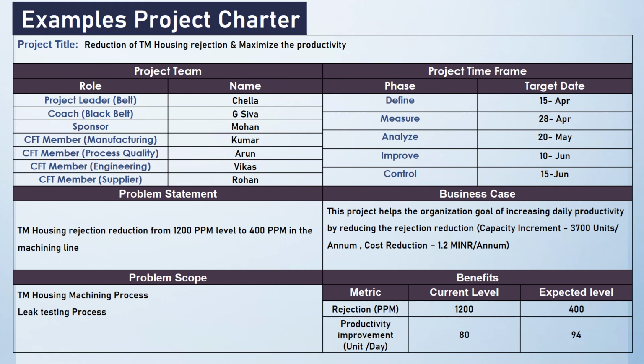So let us understand the benefits through metrics like rejection ppm, current level and expected level, and productivity improvement in units per day. It is 80 currently, and if we reduce the rejections from 1200 to 400 ppm, the extra OK quantity will increase automatically, so that our capacity output will be 94 units per day. So this is a simple format of a Six Sigma project charter. Hope you got clarity about what needs to be there basically, and what all the information should be covered in this initial charter.